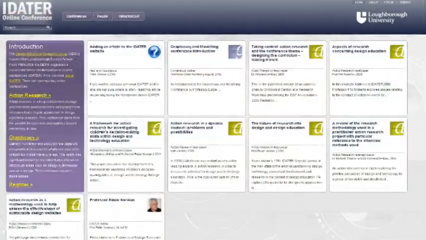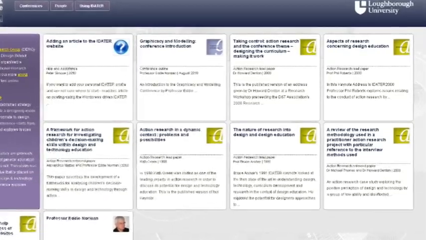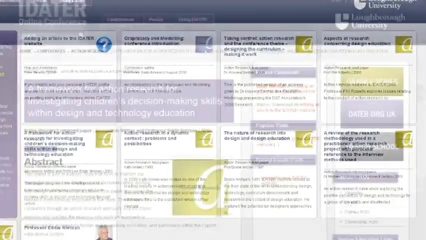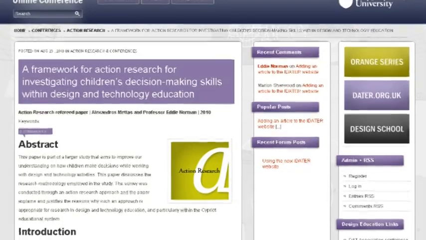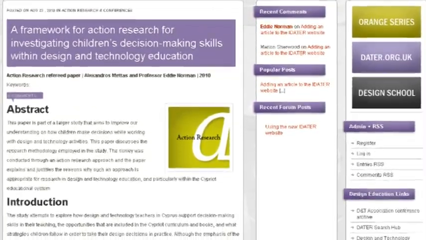IDATER Online is maintaining the traditions of IDATER, but looking at particular topics and allowing a debate to emerge in relation to those. So people are being invited to put papers or case studies onto the website and to engage in discussion either online or at a real event which will be organised towards the end of each conference.